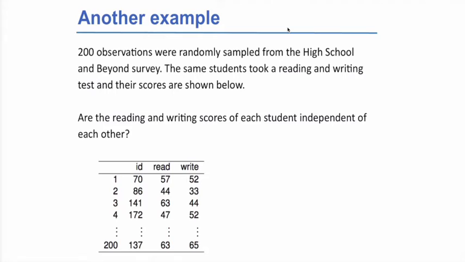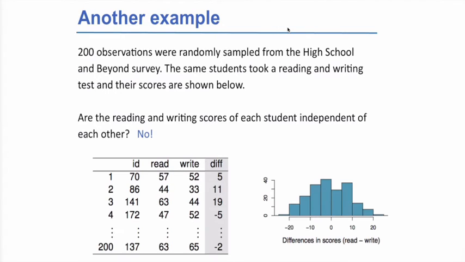Another example. 200 observations were randomly sampled from the High School and Beyond survey. The same students took a reading and a writing test, and their scores are shown below. Are the reading and writing scores of each student independent? No, of course not, right? Some students who are good at reading are probably also going to be good at writing, and vice versa.